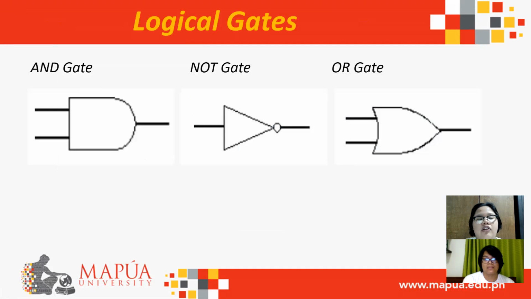Then next are the logical gates. We have used three logical gates, which are the AND gate, NOT gate, and OR gate. Let us talk first about the AND gate. The AND gate is a logical circuit where, when 0 is false and 1 is true, the output is true only when both inputs are true. Otherwise, the output is false.